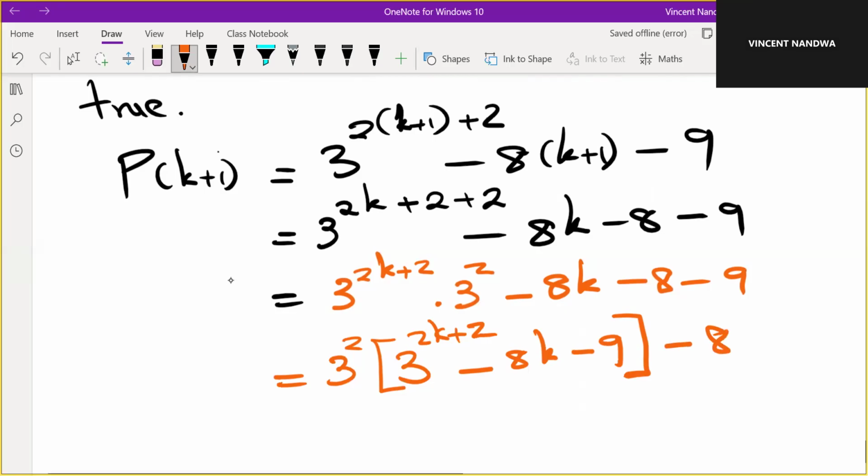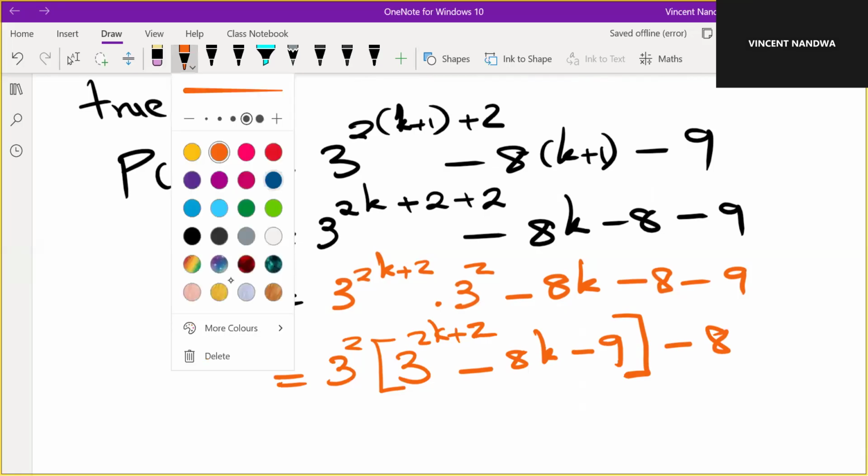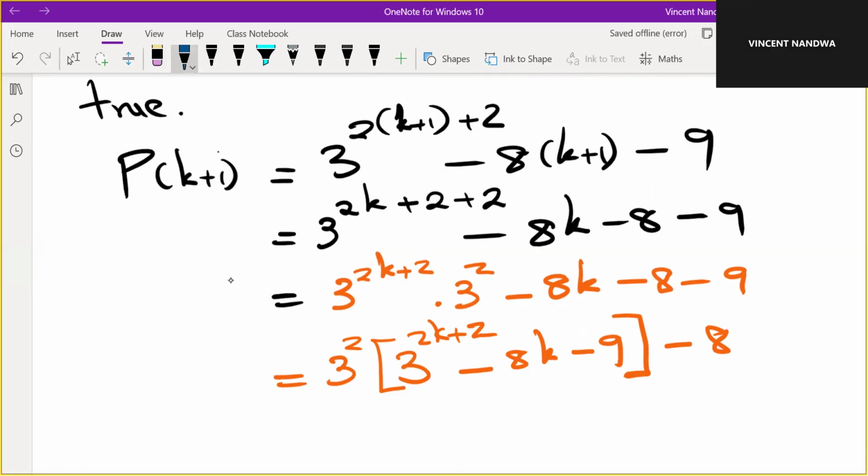So I want you to be very keen here so that you see what is happening. The reason why I'm forcing this expression here is because I already know that this number is divisible by 8 from what we have assumed in the previous step, okay? So we now want to balance this so that it's exactly the same as the original expression, where we had 3 raised power 2k plus 2 times 3 raised power 2, minus 8k, minus 8, minus 9. Let's see how we are going to balance so that what we have written doesn't have a different value from the previous one.